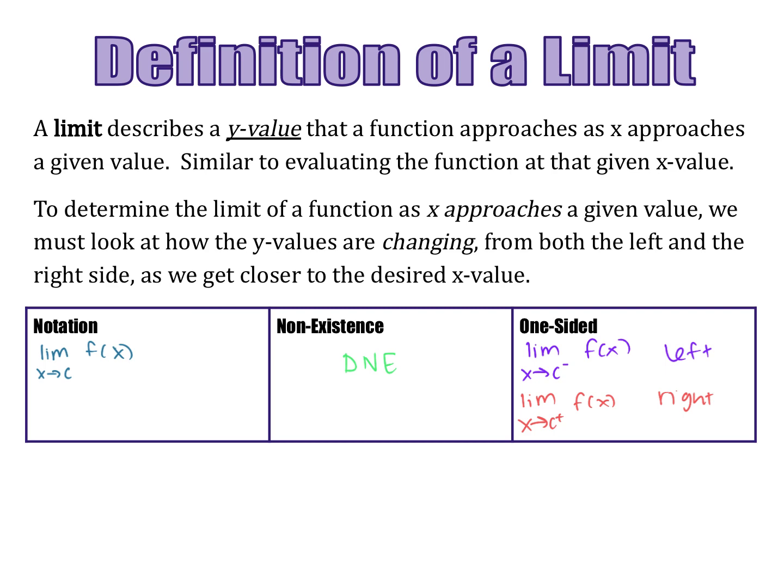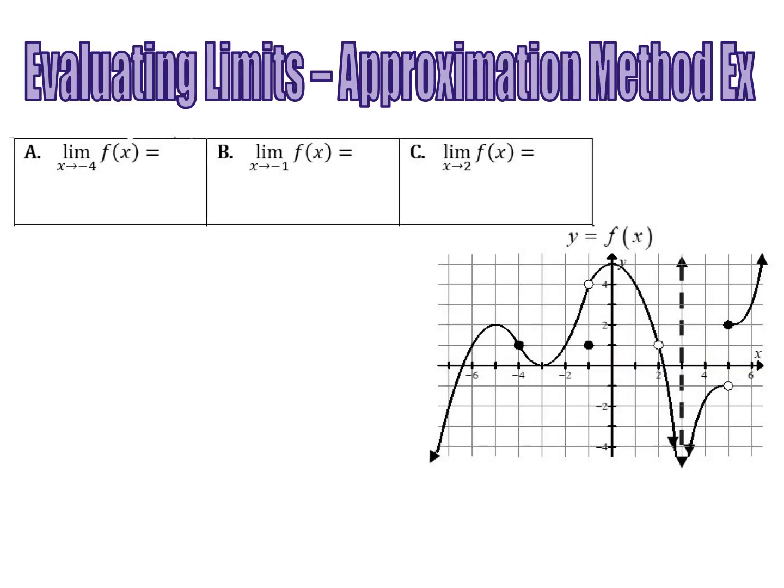Let's look at some graphs and identify some limits. All right, so here we have the graph of a function f, and a lot of different things are going on. We have some holes, we have a vertical asymptote, we have what's called a jump discontinuity, which don't worry, we're going to formalize all those definitions in a different video. But what we're really just going to do is look at the graph and identify the limit that we're being asked about.